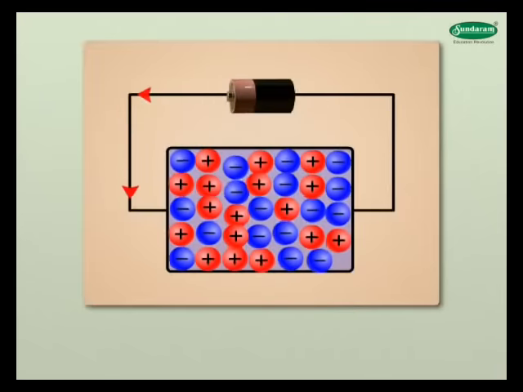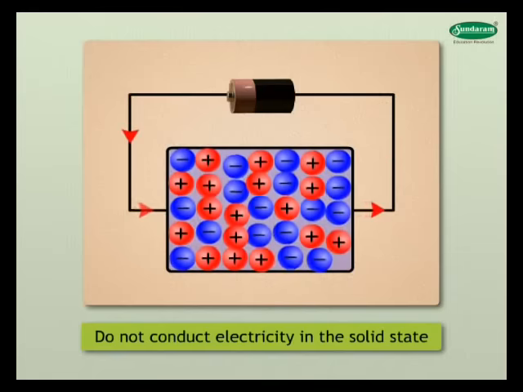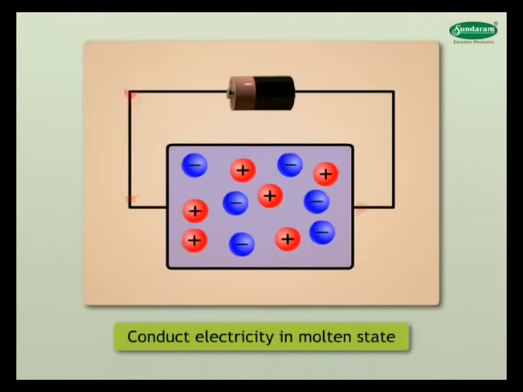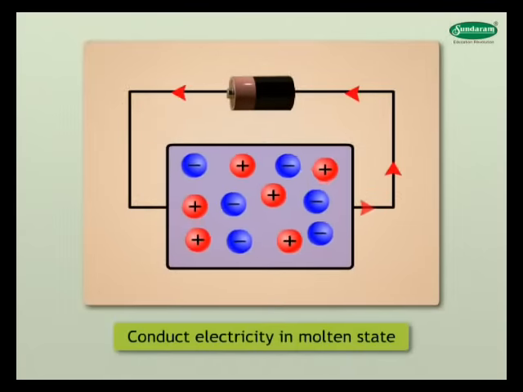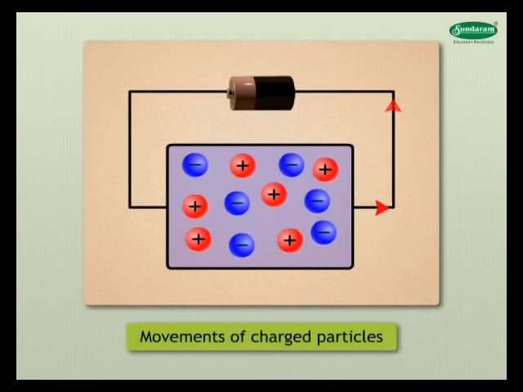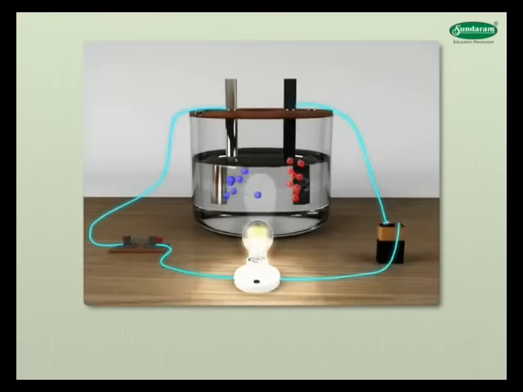Ionic compounds in the solid state do not conduct electricity because the movement of ions in the solid state is not possible due to their rigid structure, but they conduct electricity in the molten state. The conduction of electricity through a solution involves the movement of charged particles. A solution of an ionic compound in water contains ions which move to the opposite electrodes when electricity is passed through the solution.